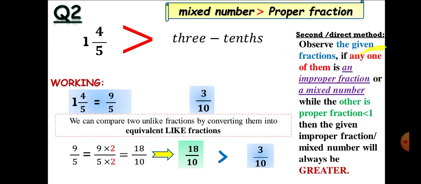Now the second, direct method. You have to observe the given fractions. If one of them is an improper fraction or mixed number while the other is a proper fraction, which basically means less than 1, then the given improper fraction or mixed number would always be greater. So whenever we have a proper fraction and in front of it a mixed number or improper fraction, the improper fraction or mixed number would always be greater.